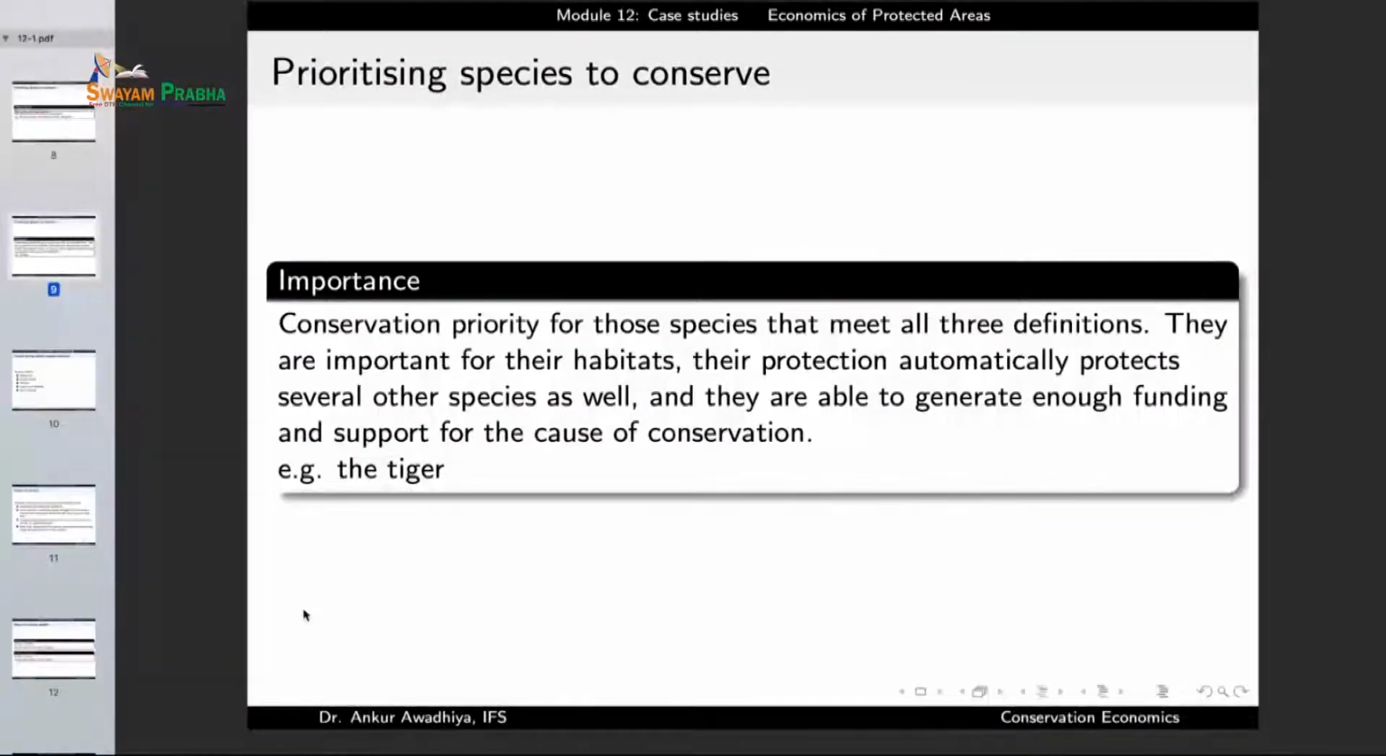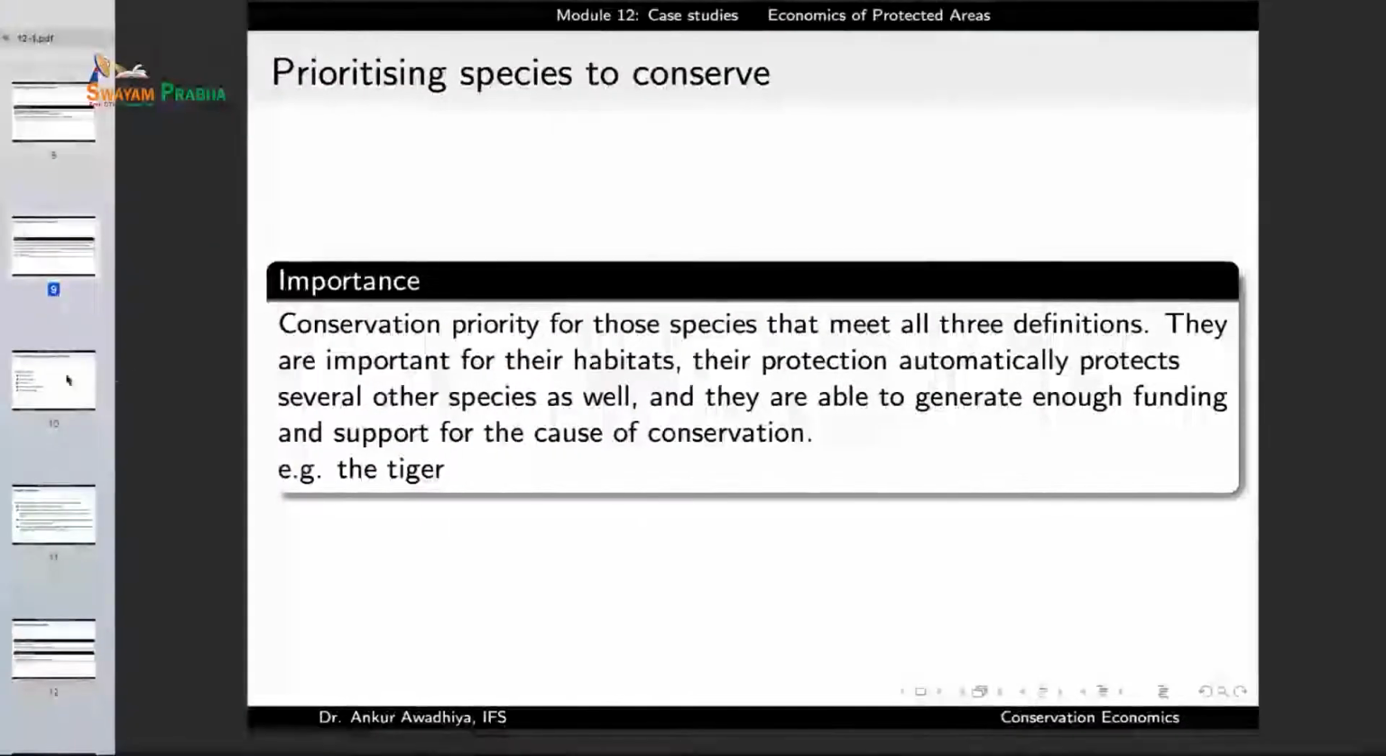A good example is the tiger. So because a tiger is a keystone species, it's a flagship species, and it's also an umbrella species. So by protecting tiger or by allocating funds for the conservation of tiger, we are able to achieve a lot of our goals of conservation.